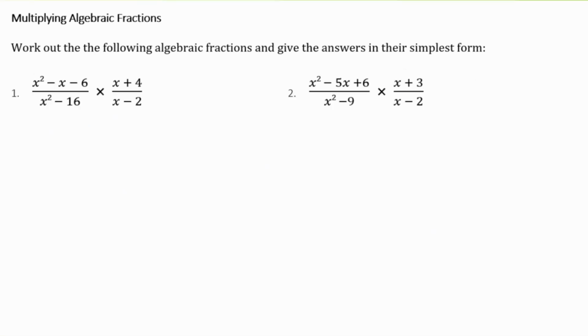So for number 1, in the first numerator, we've got x squared minus x minus 6, which is a quadratic equation. So if you're not confident with quadratic equations, I will put a link in the description box.